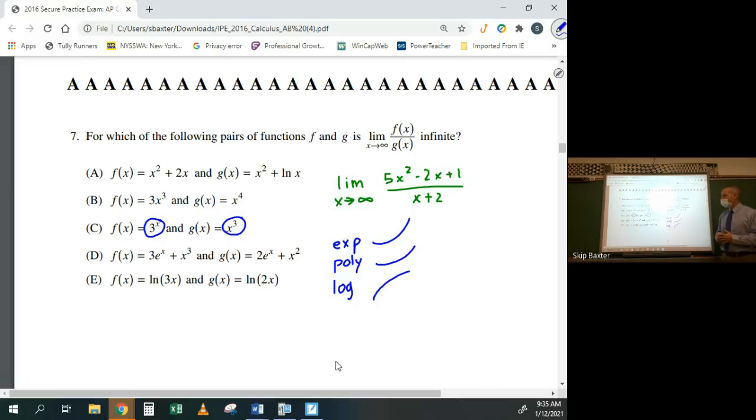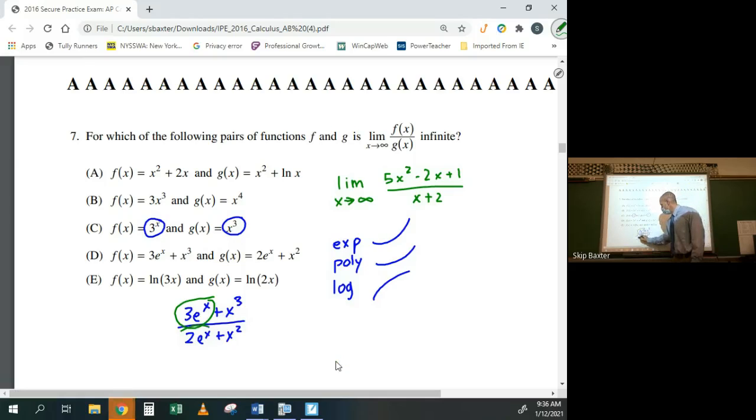So what's the limit of D then? Okay, so if you look at D, I think the answer would be 3 over 2. Because the polynomial part of this function, like if you take 3e to the x plus x cubed over 2e to the x plus x squared, if you substitute in a huge number, like 1,000,000, this number far outweighs and dominates the x cubed. And this part far outweighs and dominates the x squared. So even though x cubed is bigger than x squared, in comparison to the exponential function, they're tiny, they're insignificant, they're totally dominated. The answer is 3/2 for that function.